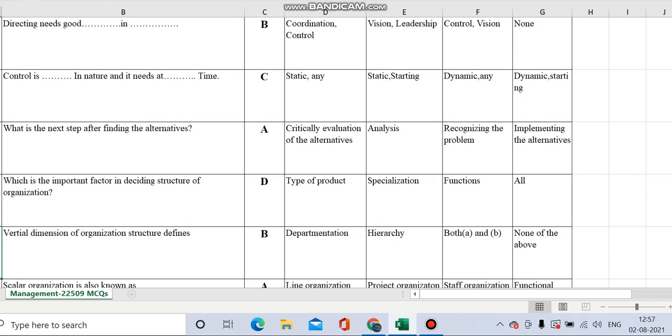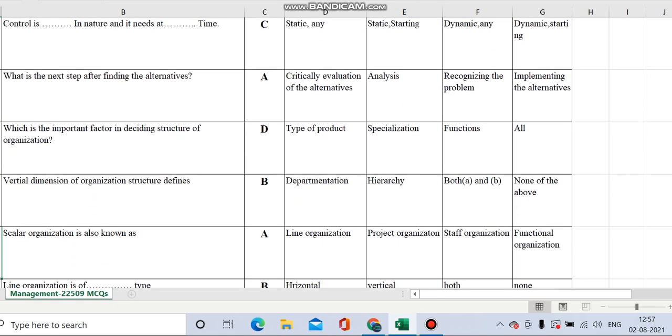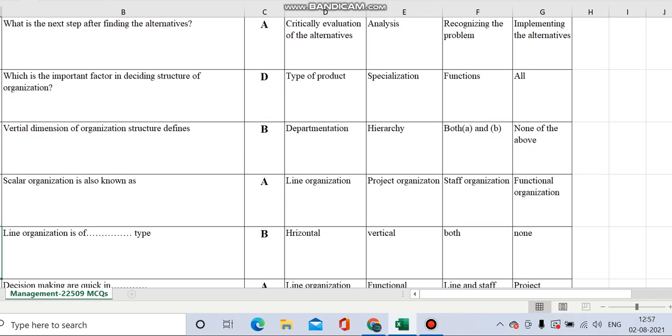What is the next step after finding alternatives? Critical evaluation of alternatives. It is the next step after finding alternatives. Which is the important factor in deciding structure of organization? Type of product, specialization and function. It is the important factor in deciding structure of organization.